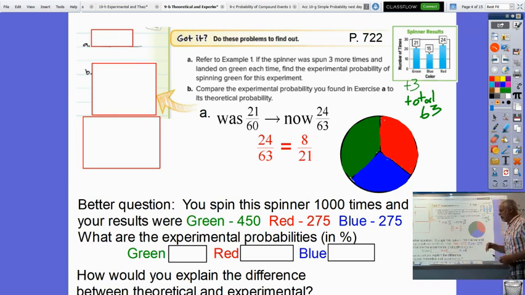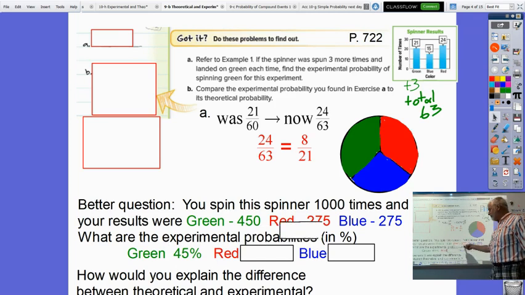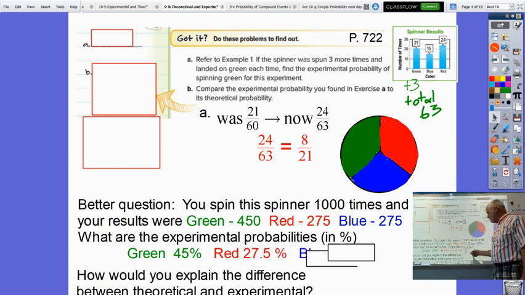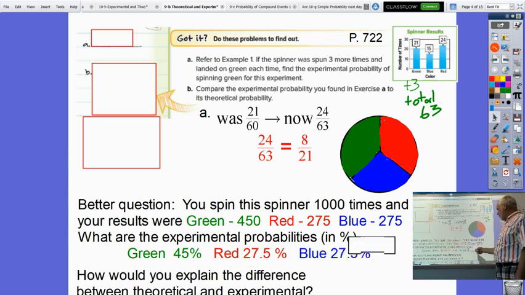But a better question than this one is, let's say you spun the spinner 1,000 times and the results came up to this: 450 green, 275 red, and 275 blue. If you spun it 1,000 times, what are the experimental probabilities now? 450 out of 1,000 is 45%, or 45 out of 100. And 27.5% red and 27.5% blue, right?